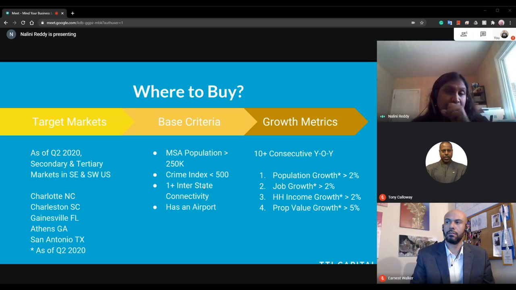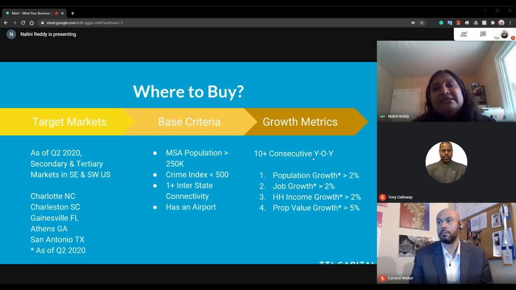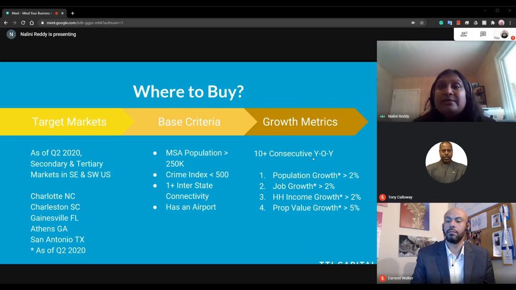In addition to the base criteria, we also have growth metrics where we want 10-plus years of consecutive year-over-year growth, and population growth of at least 2% or more, job growth of 2% or more, household income growth of 2% or more, and property value growth of 5% or more. These are the metrics that we look at before we decide, okay, this is the metropolis that we need to focus on, and let's go after the secondary and tertiary markets associated with that metropolis. So that's as to where we buy.